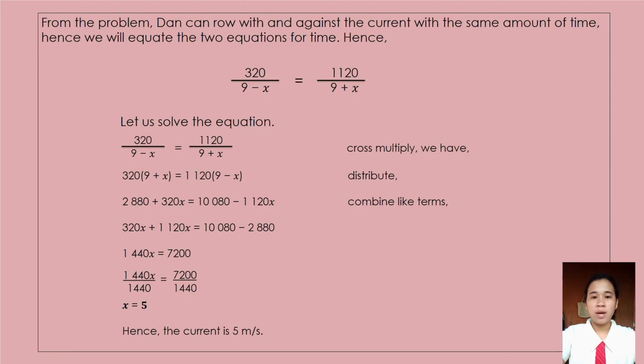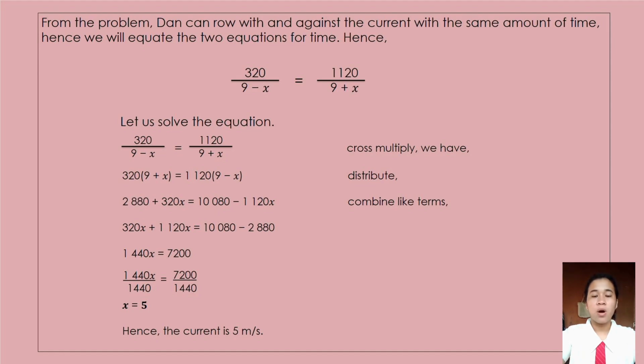320 over 9 minus x equals 1120 over 9 plus x. Cross multiplying, we have 320 times 9 plus x equals 1120 times 9 minus x. Distribute: 2880 plus 320x equals 10,080 minus 1120x. Combine like terms.